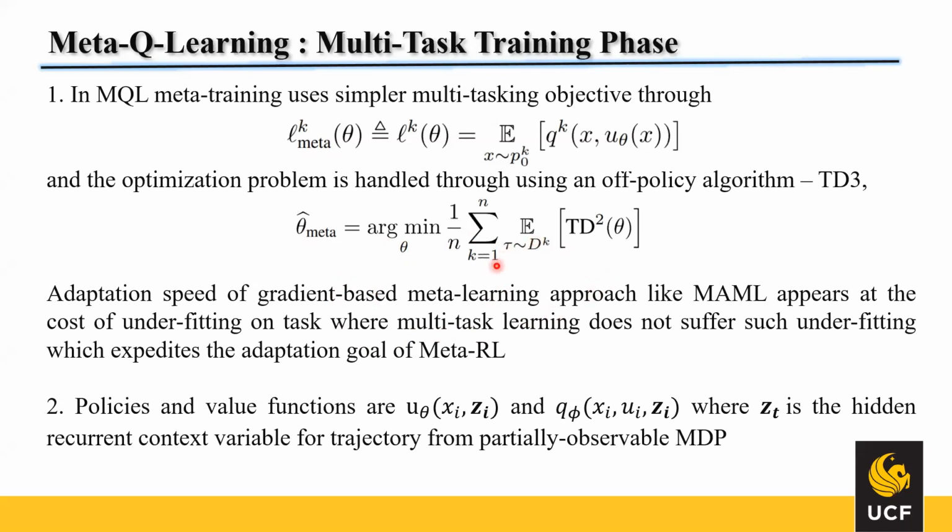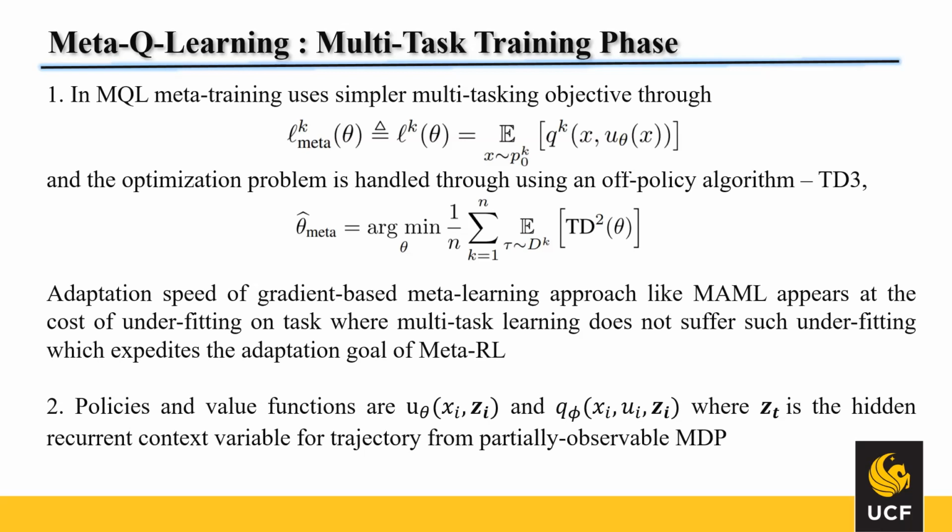So why are we replacing a gradient-based approach like in MAML with multitask training? Adaptation in a gradient-based approach comes at the cost of underfitting on tasks. But multitask training does not suffer from underfitting. Rather, it maximizes performance on all the tasks, which accelerates or expedites the adaptation goal of meta-learning.